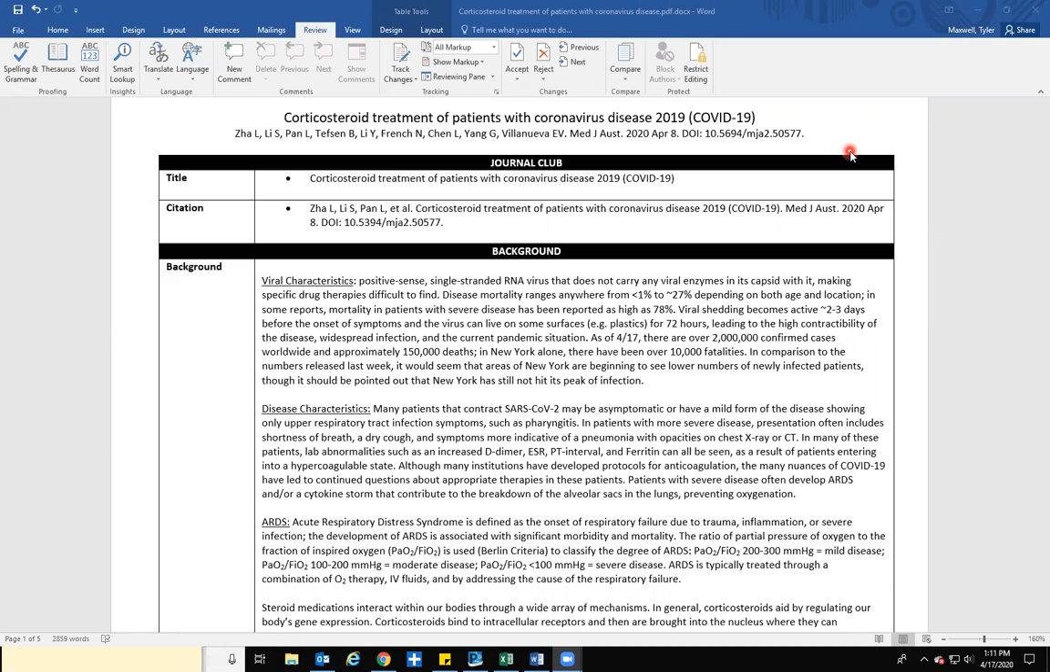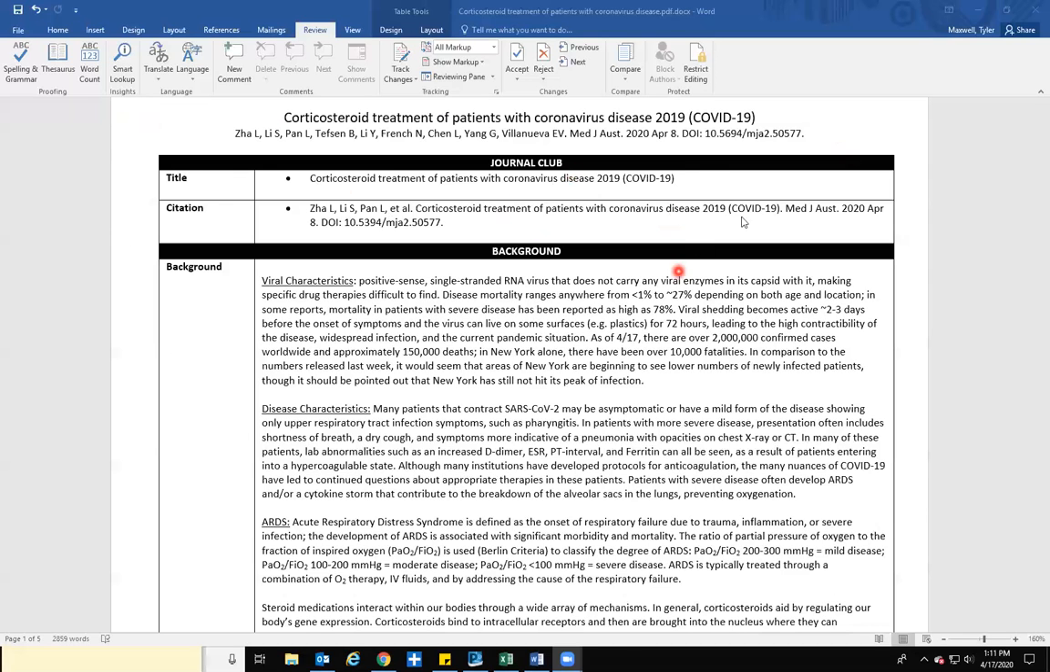So there was an article that was released about 9 days ago, and it tried to give some advice on what to do with steroids in these patients. So this article, corticosteroid treatment for patients with coronavirus disease, again, was published about 9 days ago.